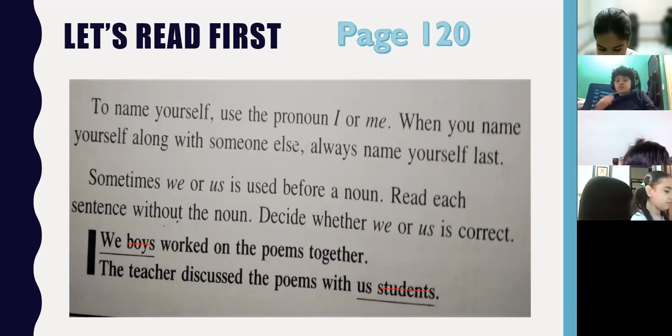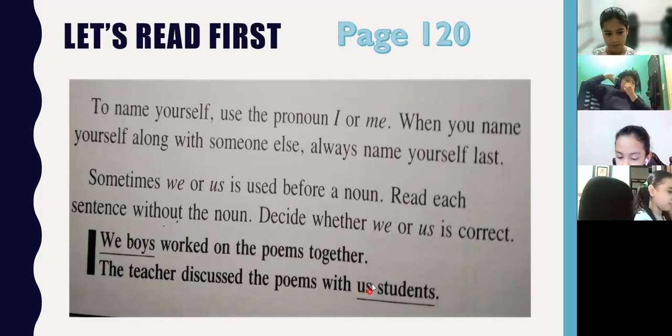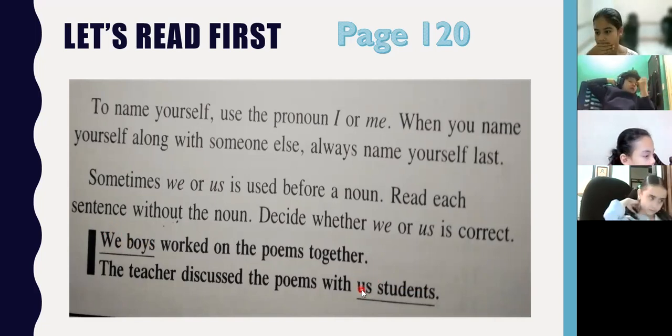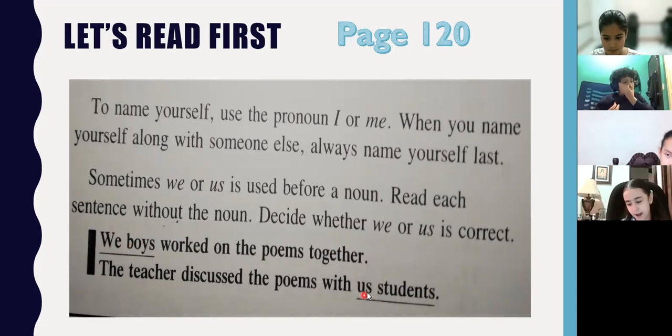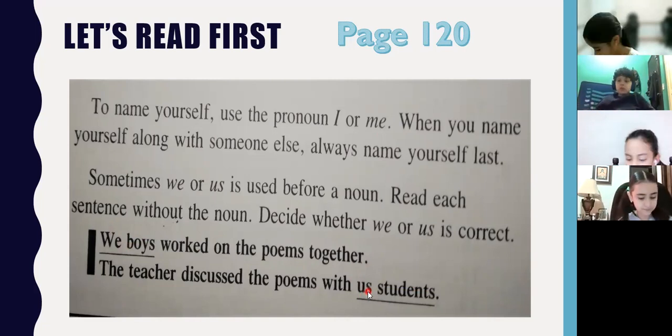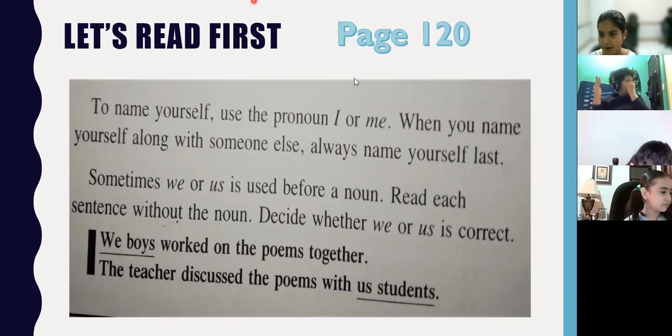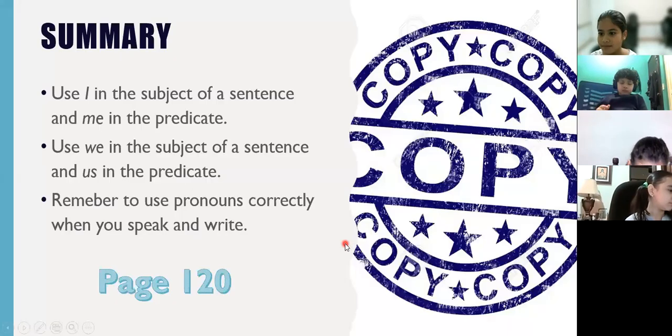Is it correct? So look here, we use we at the beginning of the sentence, and we use us at the end. The same with I or me, we use I at the beginning of the sentence in the subject, and me at the end, because we are using the object pronoun. So that is going to be at the end. Don't forget this. Now let's go and copy the summary.